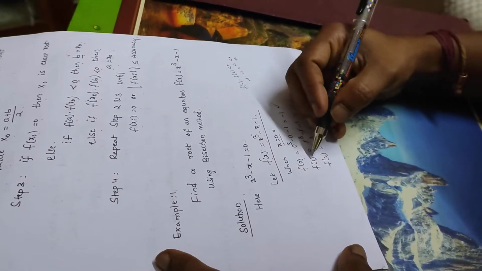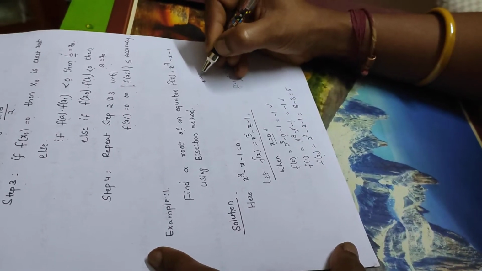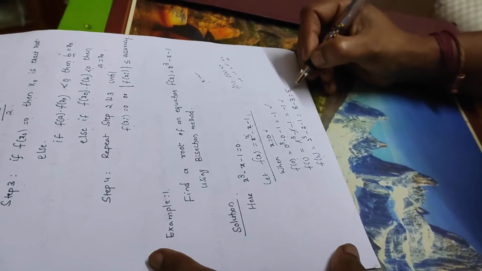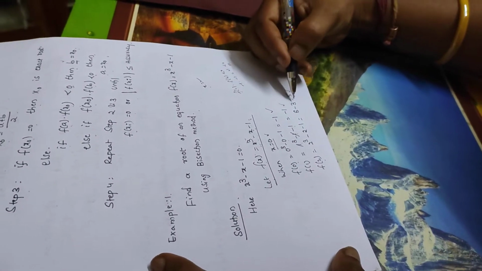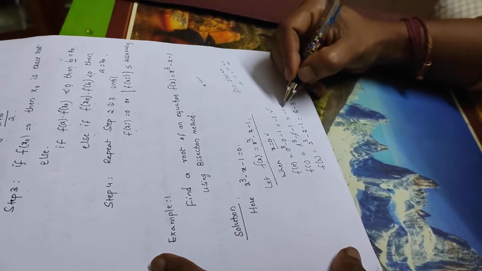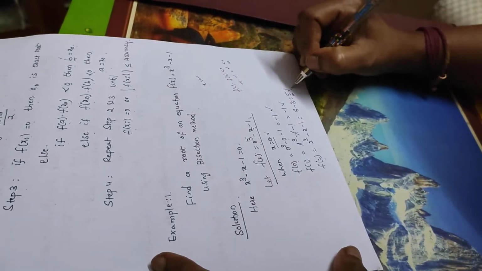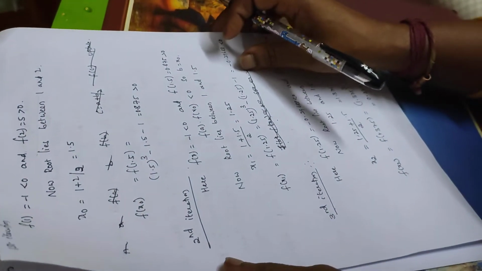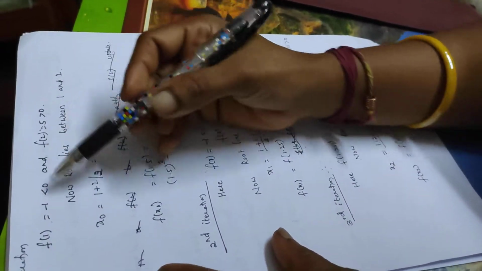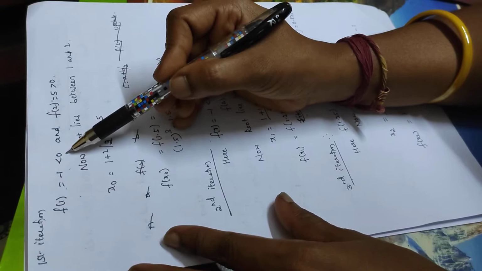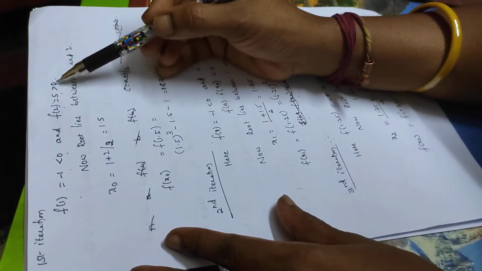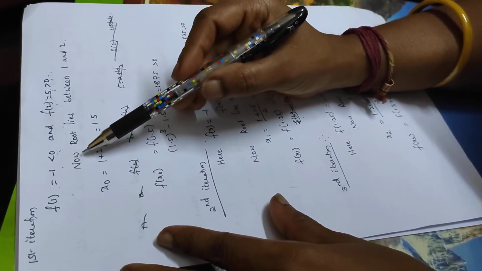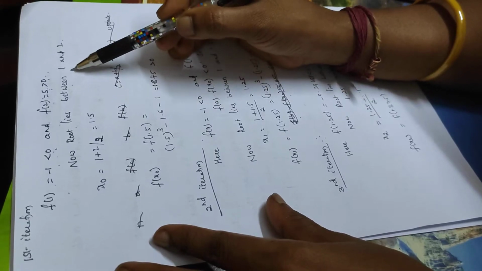So what I will do is extend my x value. Now I will take x equals 2. Substituting in f(x), that is 2 cube minus 2 minus 1, I get 5. Now in my last two successive values, I find one is negative and one is positive. So I can take my starting interval a and b as 1 and 2, because f(1) equals minus 1, which is less than 0, and f(2) equals 5, which is greater than 0, so they have different signs. So now my root lies between 1 and 2.